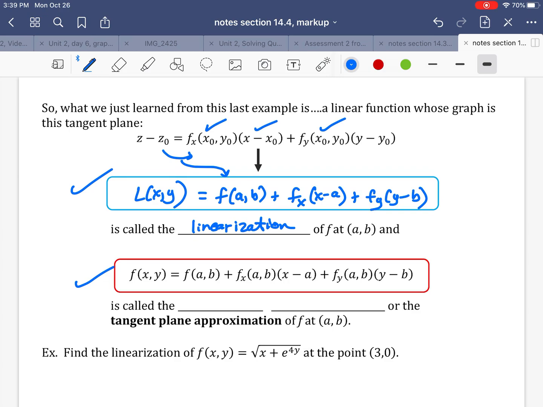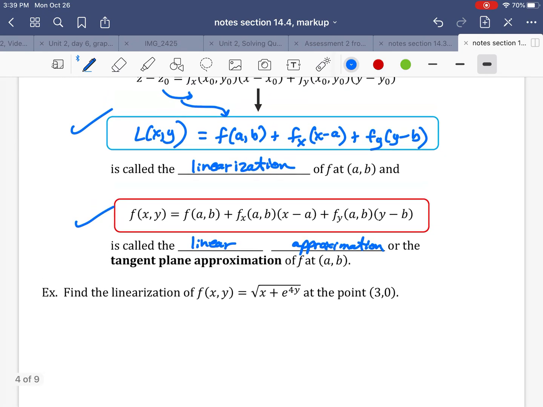All right, so this is called the linear approximation, or the tangent plane approximation of f at AB, which is what we just did on the last page, which you didn't know we were doing. Okay, so this one right here says find the linearization of this function at the point 3, 0.